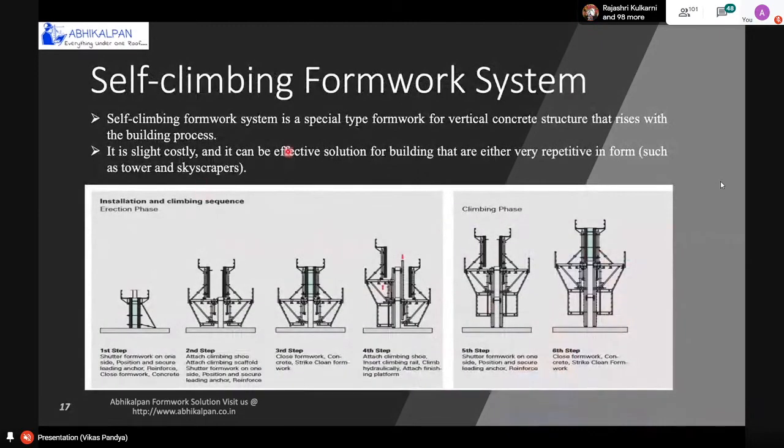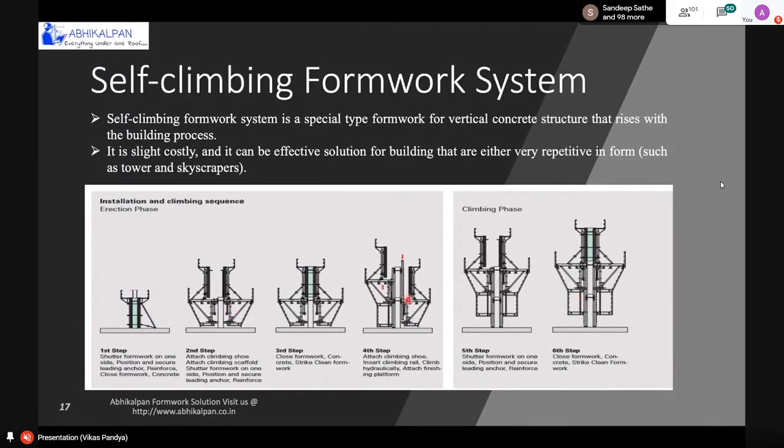Then the next formwork system is the self-climbing formwork system, which is mainly used for the vertical formwork, or if we are using this system in residential or building construction, then we must go for the core only. The entire other formwork system will be of aluminum or Euro as per your convenience.